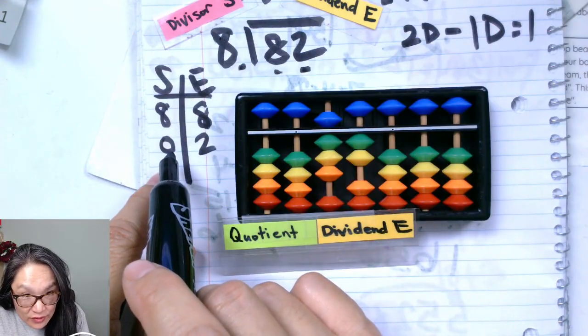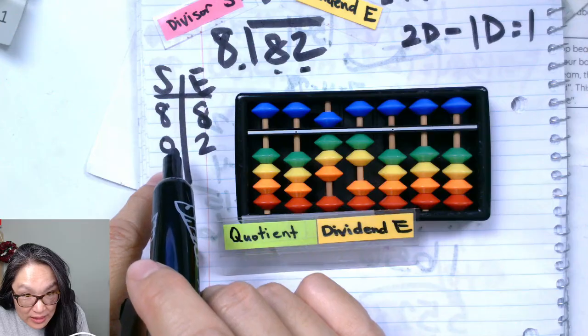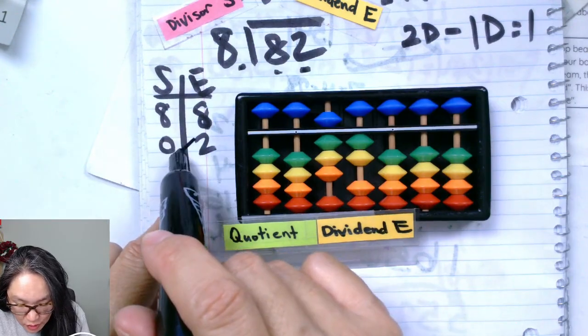Thank you so much for the rose. E. Yes, E. The 2 is bigger.